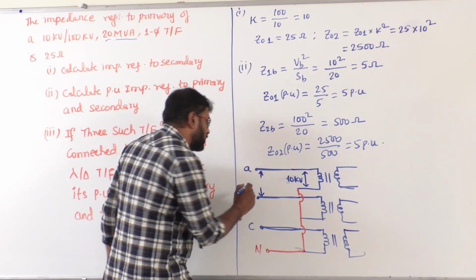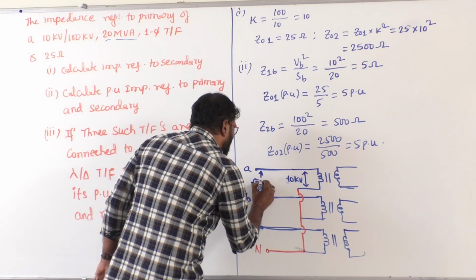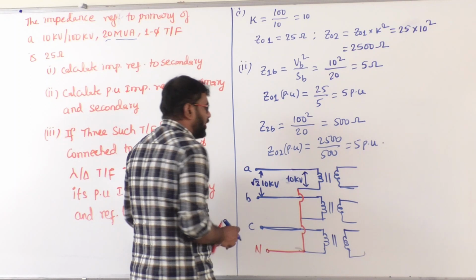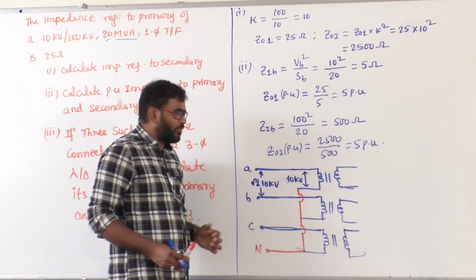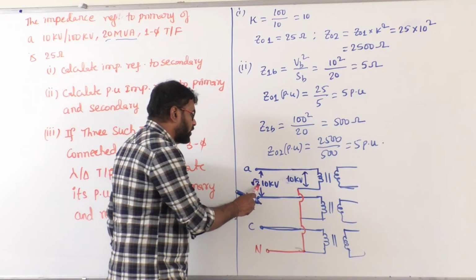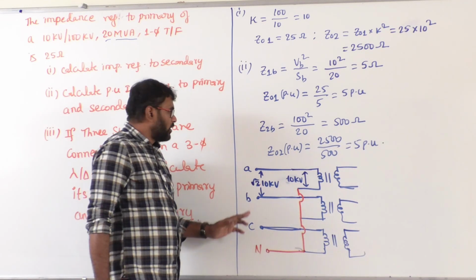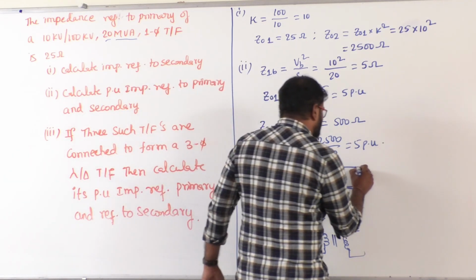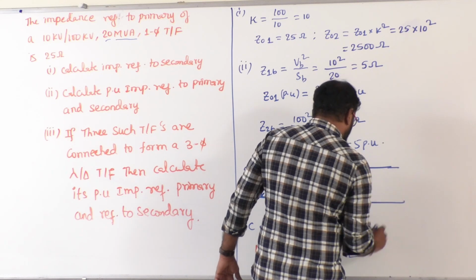What about the line voltage? Magnitude only I am writing. Root 3 times 10 kV. That means the phase voltage base is 10 kV, but the line voltage base is root 3 times the 10 kV. Clear? Now tell me the delta side. This side is delta now. Again A phase, B phase and C terminal.